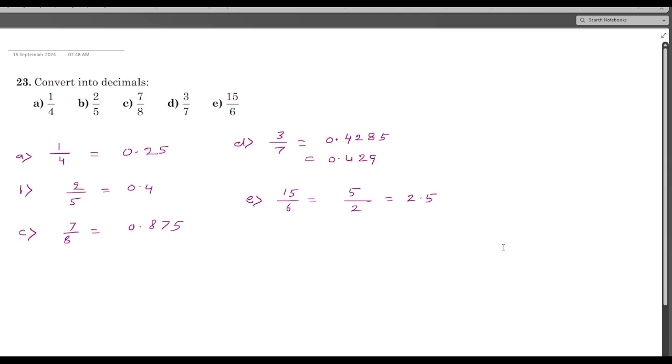Here D, 3 divided by 7, as this is a recurring decimal, what we can do is find out all the digits in this and put a bar on it to indicate that this is a recurring decimal. As nothing is mentioned here, I think we should do that.